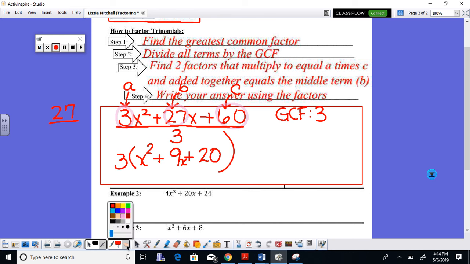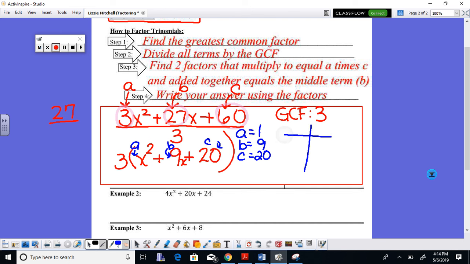Here is where we use a is our invisible 1, b is 9, and c is 20. So we can say a is equal to 1, b is equal to 9, and c is equal to 20. The reason we use that is so that when we set up a table, we're going to take a times c, which means 1 times 20. Well, that's equal to 20. So we need all the factors of 20.